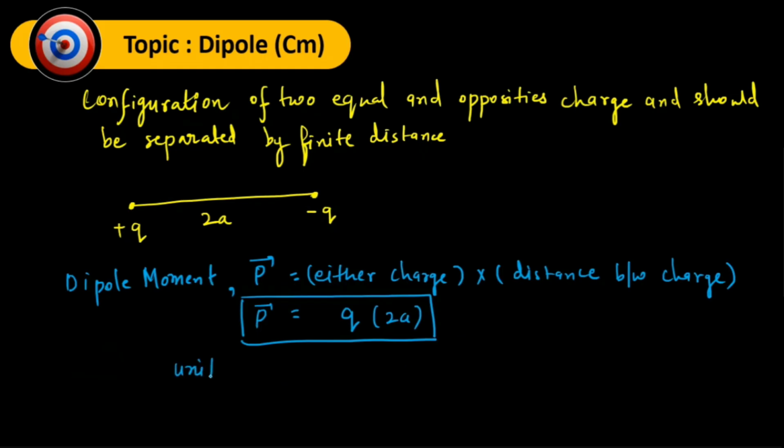Also, if we talk about the unit of dipole moment, it is going to be coulomb meter. Charge is measured in coulomb, and the distance between the charges is measured in meters. So the unit is coulomb meters. Always remember, a dipole is a configuration which consists of two charges of equal magnitude but opposite in nature, that is opposite in sign, positive and negative charges. This is how a dipole is formed.